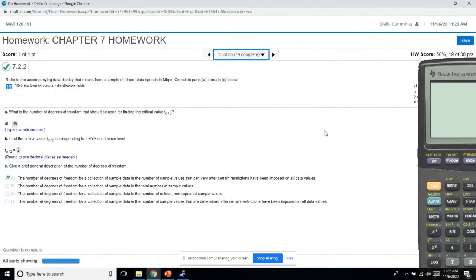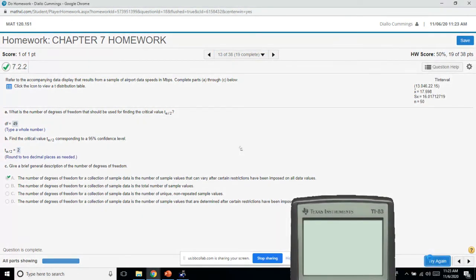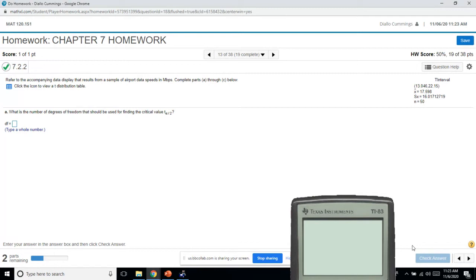Okay, and I will generate another example. Here it says refer to the accompanying data display that results from a sample of airport data speeds in megabytes per second. On the right hand side I have a T interval, and it's 13.046 to 22.15. So I can conclude that the true population mean is within this interval.